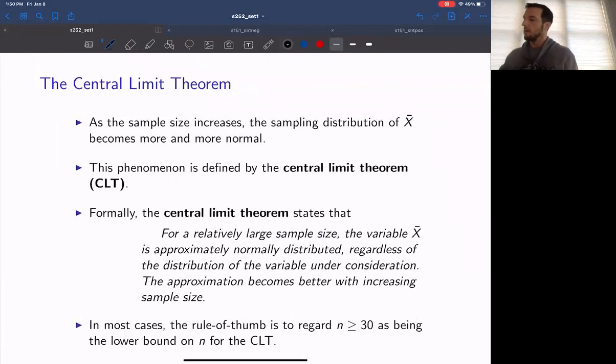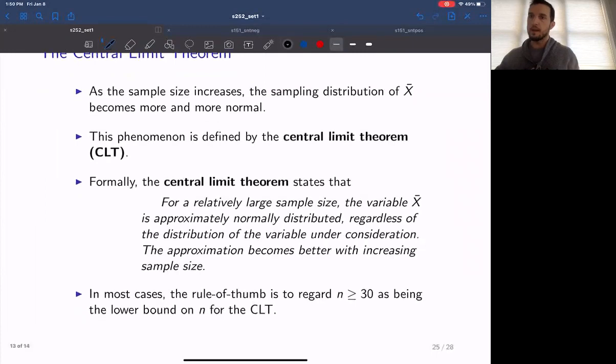Okay. So I'll stop here for today. And then on Monday, I'll pick up with this idea of the central limit theorem. And then we'll most likely move into the next lecture set to review hypothesis testing and confidence intervals. So have a good weekend.